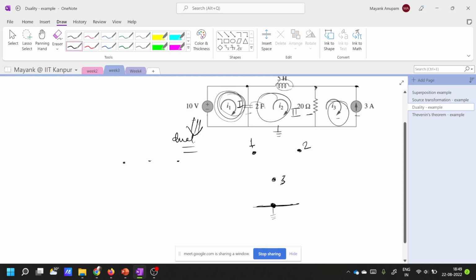No, there are 4 nodes. This is also a node here. Yes, one common node. So that is what I am saying. Here also there is a common node. Okay, fine. So let me mark it here.